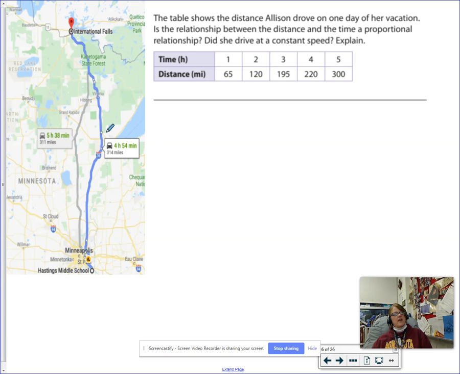Driving up I-35 and then taking 33 to 53, going through the beautiful town of Virginia, and getting all the way up to the border to International Falls. That's almost exactly 300 miles. Psst, it's a little over, okay? So here's how Allison traveled.